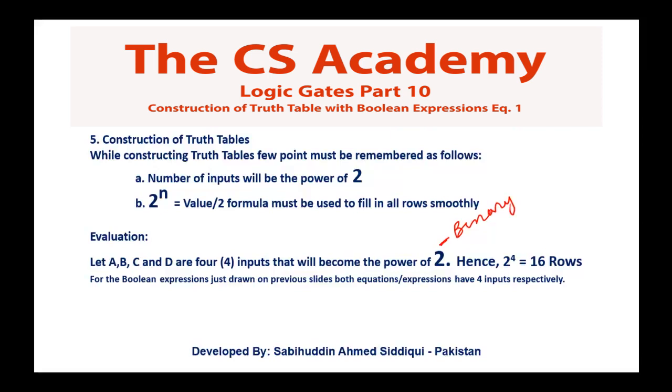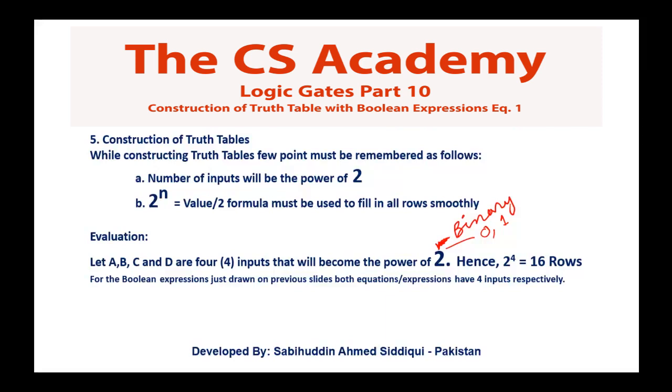This 2 is the binary, and its values are 0 and 1, right? So you will be using 2 as the base in the formula, raised to the power of the number of inputs, which will help you calculate the total number of rows. For the Boolean expressions just drawn on previous slides, both expressions have 4 inputs respectively.